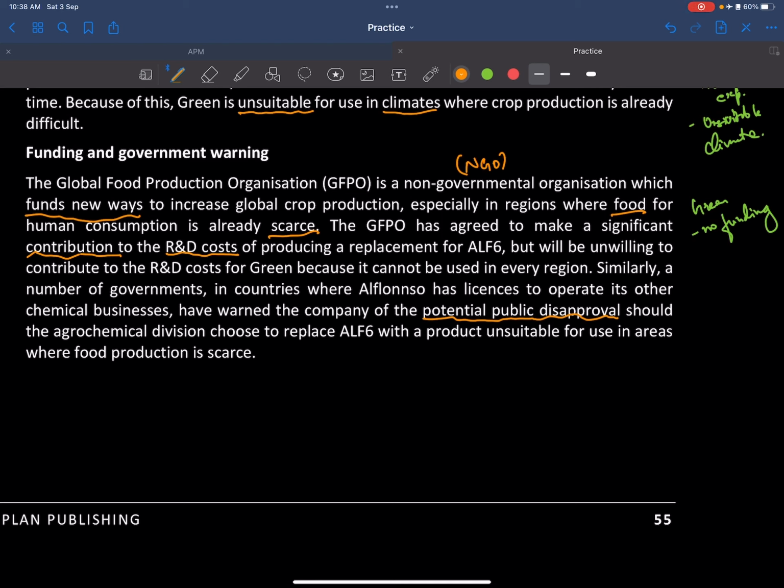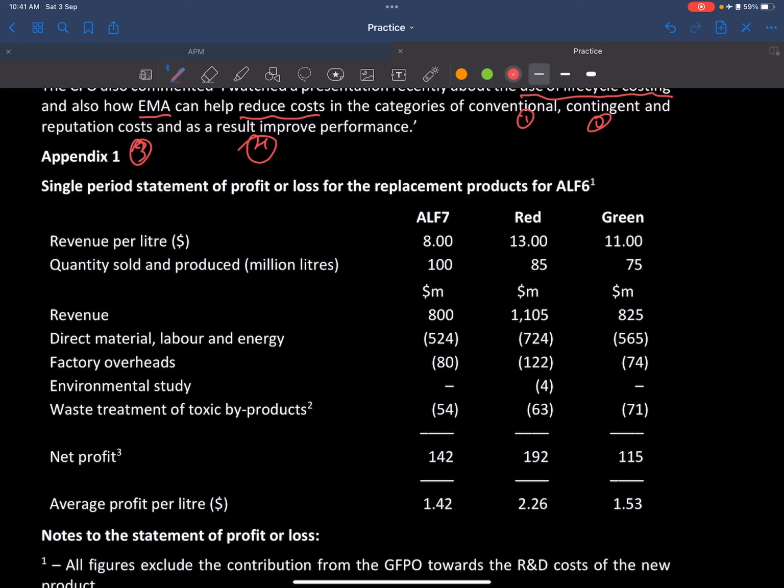So Appendix 1 is also given, and what they have done is they have revenue per liter, and quantity sold is also there. Revenue has been computed based on the sales, right? And direct material, labor and energy is there. Factory overheads is allocated based on what, we don't know. Environmental study is there for red, right? Toxic treatment for byproduct is higher. Okay, our figures exclude the contribution from GFPO towards the R&D cost of the new product. It looks like red is very much profitable, ranking it 1, 2 and 3, right?